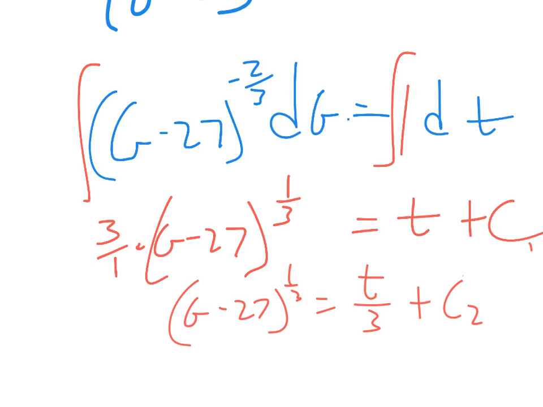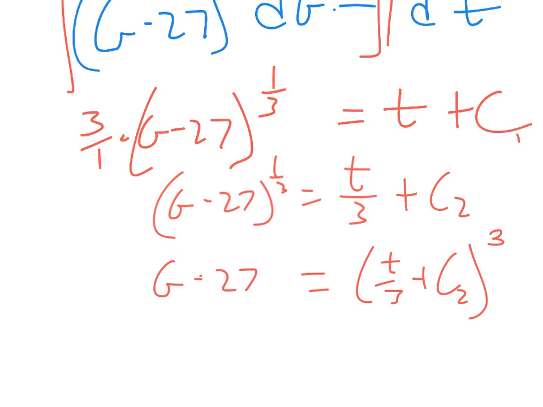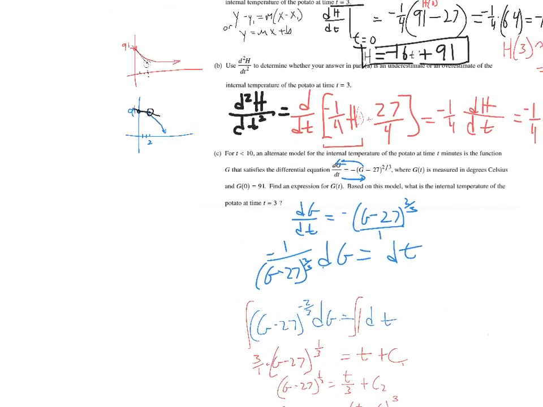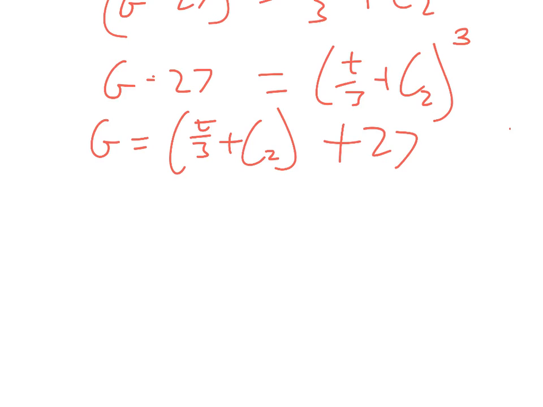We can do that. And then we got to get rid of the 1/3, so we raise both sides to the 3rd power. And we're going to get something that looks like this. G minus 27 equals that big mess over there. Then add 27. Now we're told that g of 0 is 91, so we want to use that to find out what c actually is.